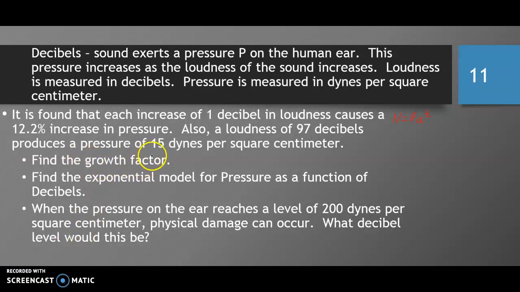Now, we also know that a loudness of 97 decibels produces a pressure of 15 dynes per square centimeter. We'll use that information, but not quite to start.